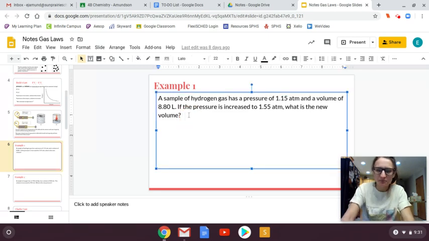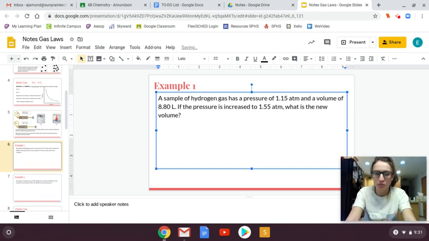Now, here we go. So when you're reading through a problem, just identify what variables this is relating. This is relating pressure and volume. So I'm just going to remind myself of Boyle's law. P1 times V1 equals P2 times V2. All right. Then I read what's given to me in the problem. A sample of hydrogen gas has a pressure of 1.15 atm, so that's the initial pressure of this gas, and a volume of 8.80 liters. That's the V1 of this gas.